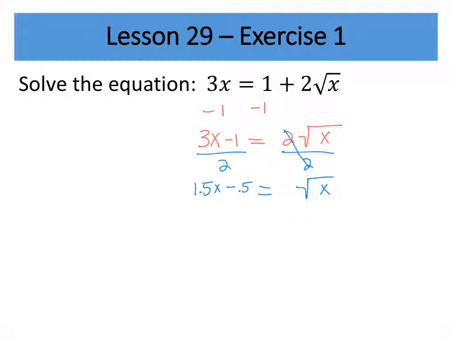Okay, to get rid of the square root, remember that we square both sides, so we're going to square both sides, and we actually have to write the left-hand side as 1.5x minus 0.5 times 1.5x minus 0.5. Maybe I'll put 0.5, just so that I remember it's a 0.5, equals x.